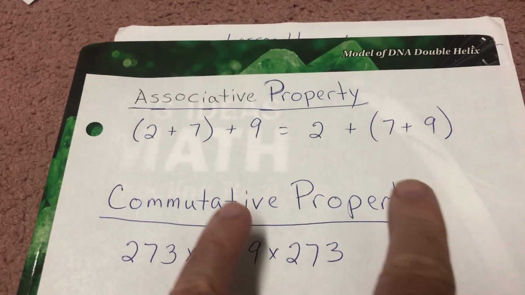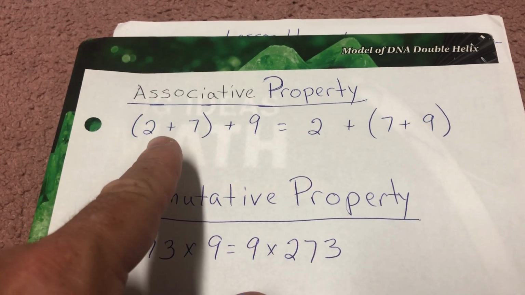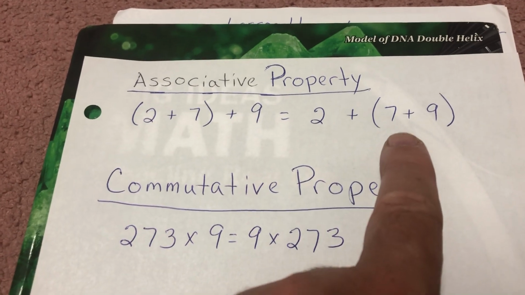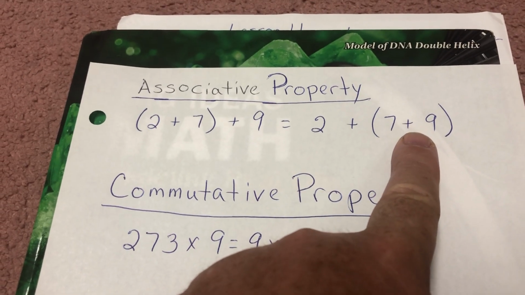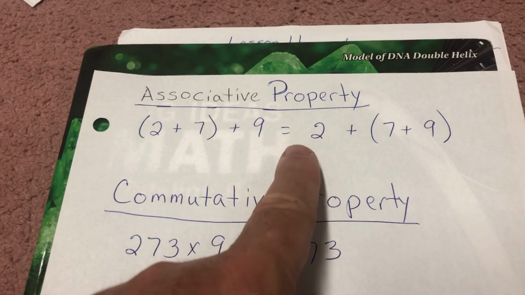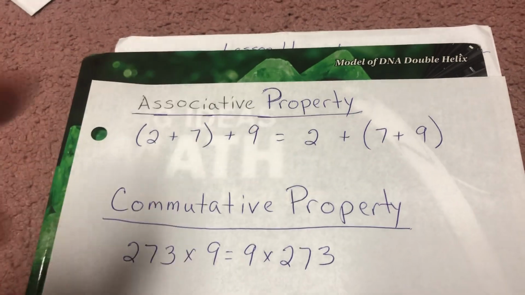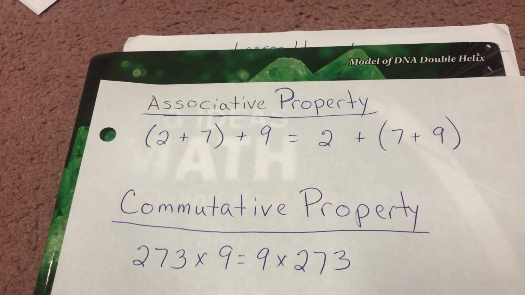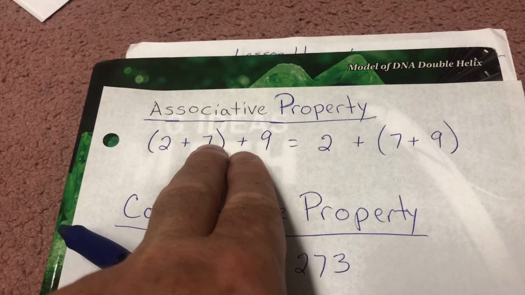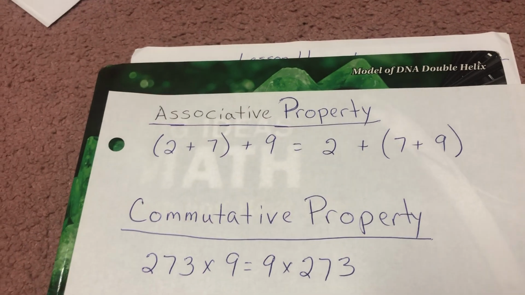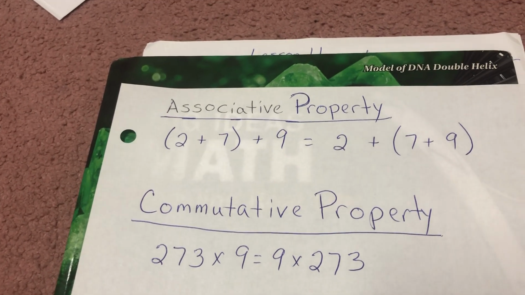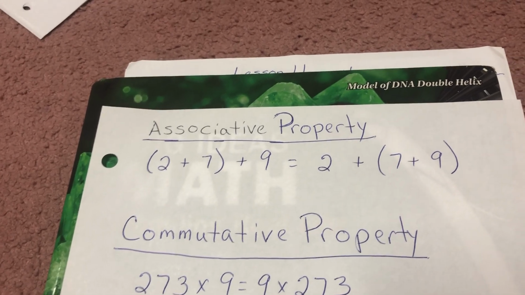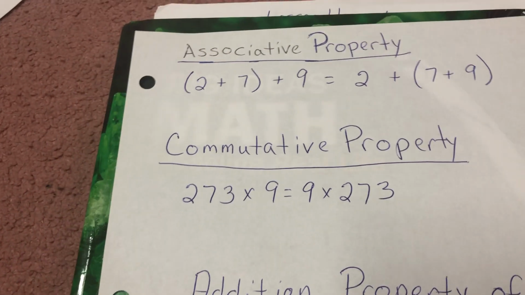Okay? And in this particular problem, if I do 2 plus 7, which is 9, and then add 9, I get 18. Or if I do 7 plus 9 first, I get 16. And if I do 2 plus 16, that also equals 18. That works with both addition and multiplication. If we just have addition signs or we just have multiplication signs, we can have an associative property of addition, and we can have an associative property of multiplication.